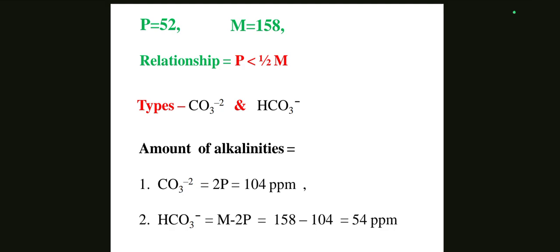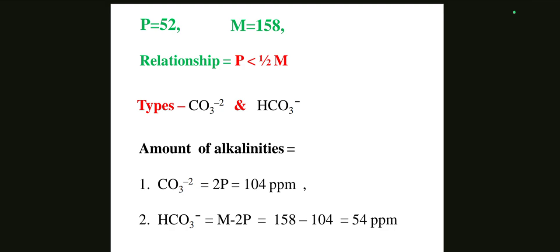Now, for finding the amount, in the same table we have seen CO3 2 minus is equal to 2P. What is the value of P? 52. So if you do the calculation, you will get the answer 104. And for bicarbonate, the formula is there in the table we have seen just now. So bicarbonate is equal to M minus 2P. So put the value of M, put the value of P, multiply by 2, you will get the amount of bicarbonate.